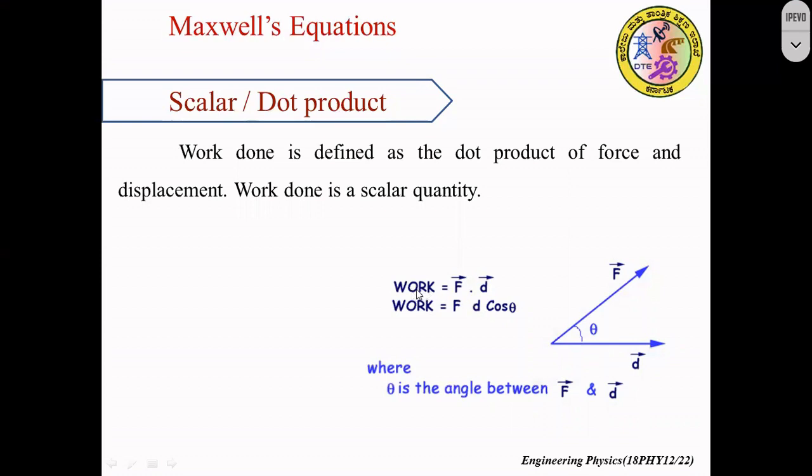So work can be, suppose F is the magnitude of the force, and d is the magnitude of the displacement. Suppose F is the vector representing the force and D is the vector representing the displacement, then work will be equal to F dot D, or it is equal to Fd cos theta, where theta is the angle between the line of action of the force and the displacement. So work done will be equal to Fd cos theta. This is an example for the scalar product of two vectors.